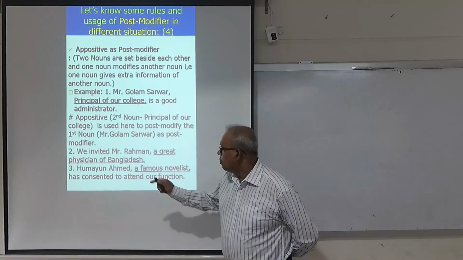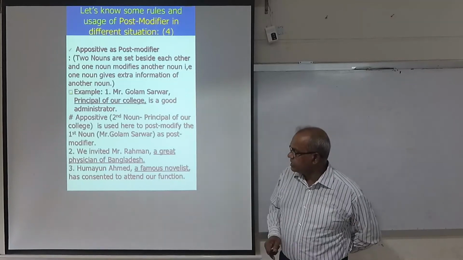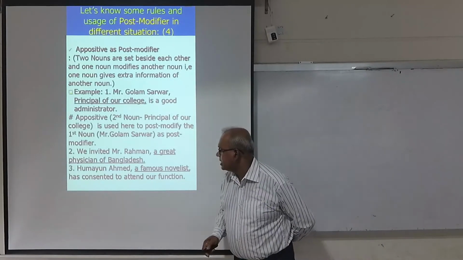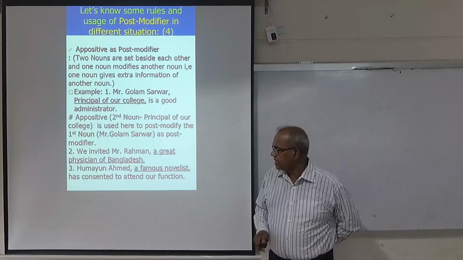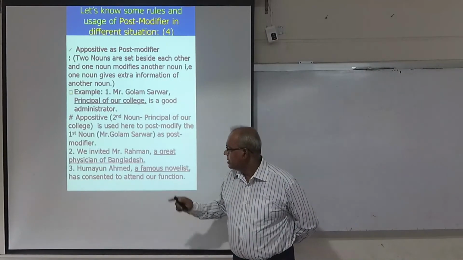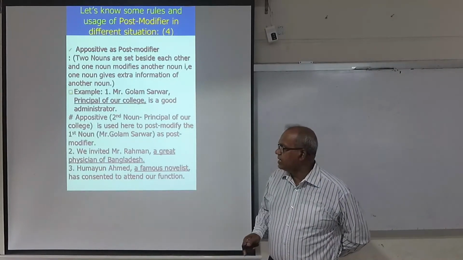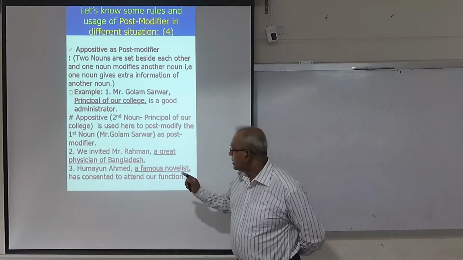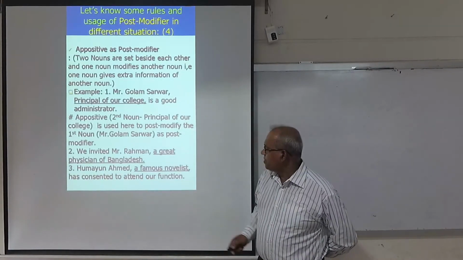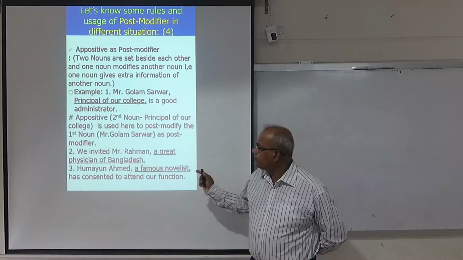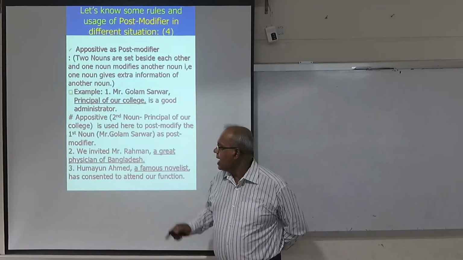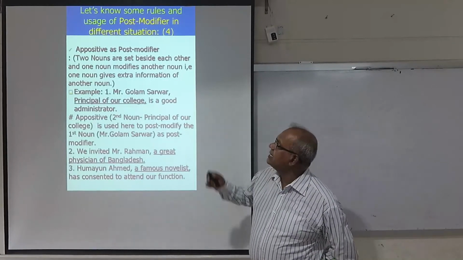Humayun Ahmed, a famous novelist, has consented to attend our function. Humayun Ahmed is a noun, and a famous novelist is also a noun. The second noun, a famous novelist, modifies the word Humayun Ahmed, and it is used here as an appositive.